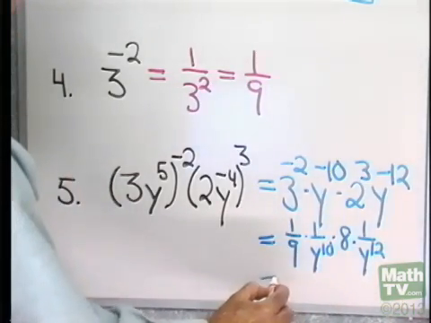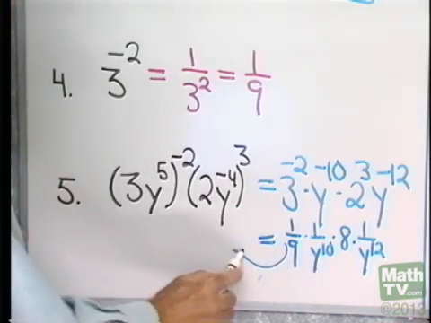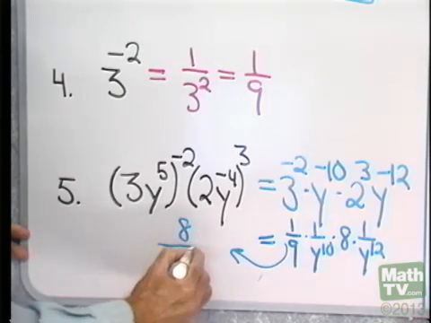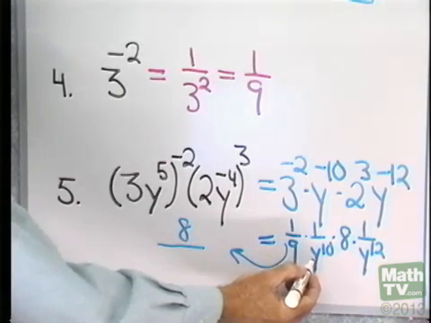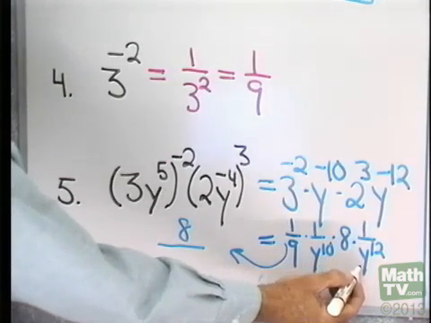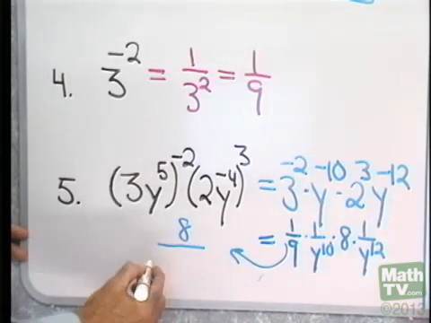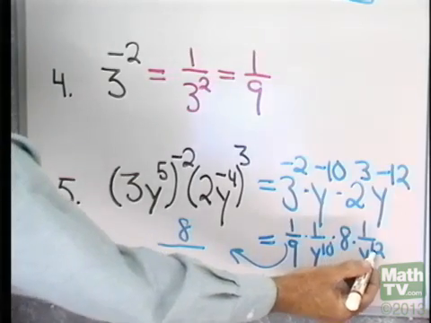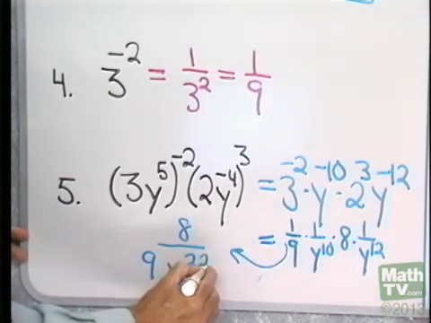Now I'm running out of room right here, so I'm going to bring this back over here and write this as 8 in the numerator over 9 y to the 10th times y to the 12th, which should be 9 y to the 10 plus 12 is 22.